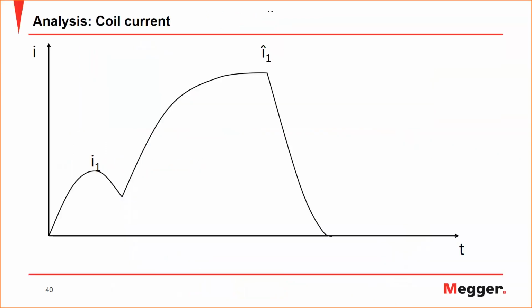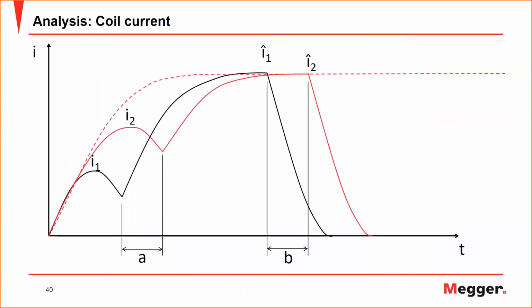In order to analyze this value, it's very simple. You will just compare with previous measurements that you have, for example, this reference value, and compare it with a new one. If, for example, the first jump, defined by A here, gives you a big shift between the first drop and the new measurement, it means that you have a problem with your coil.